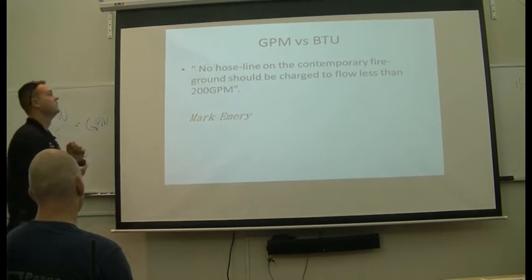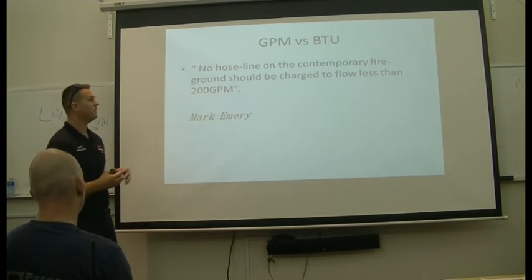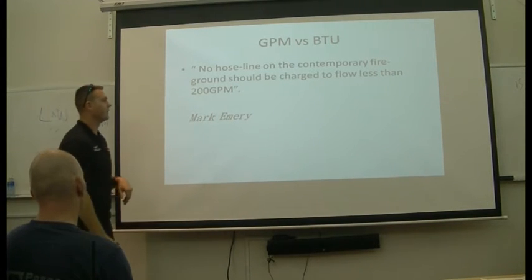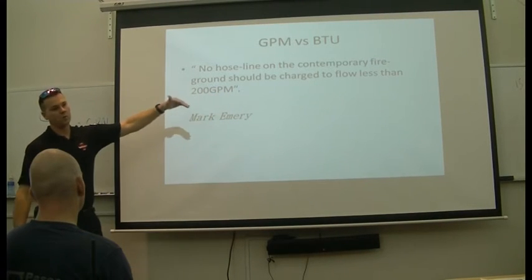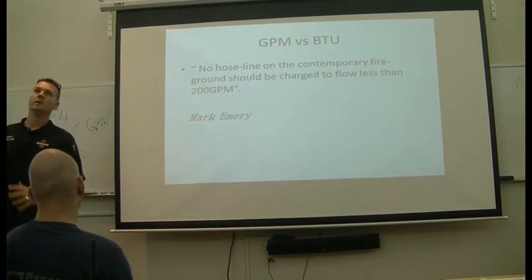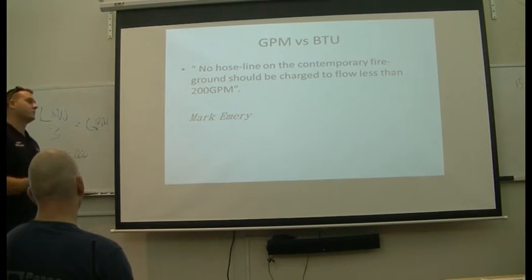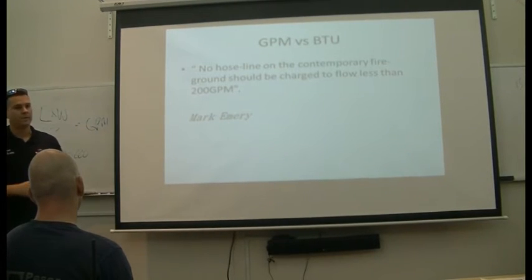All right, so GPM versus BTU. This is again Mark Emery. No hose line on the contemporary fire ground should be charged to flow less than 200 GPM. We know we are not doing that ever. And, you know, we look back, we've had officers who have said, I only like 80 PSI on my line. That's not safe.